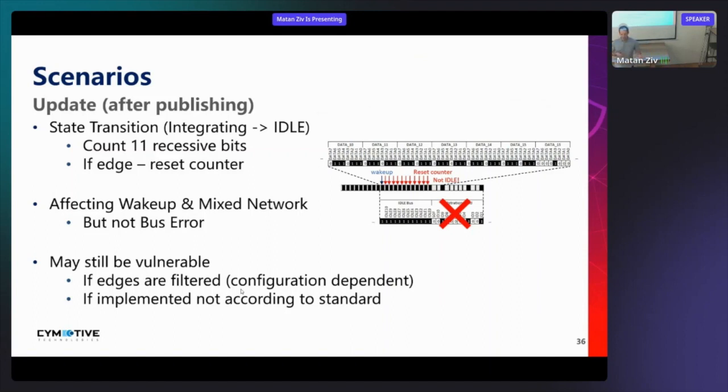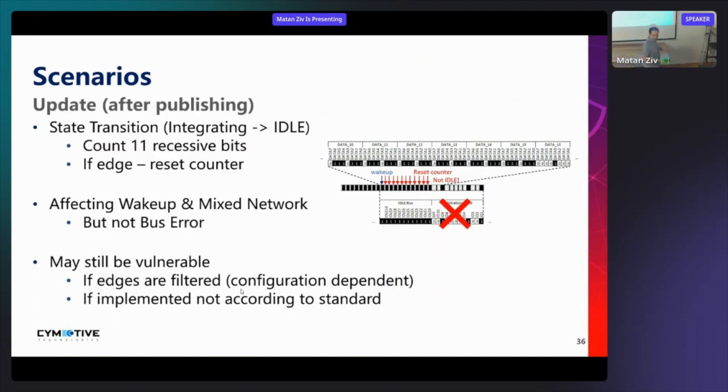is encountered. So I will remind you that because of stuffing, even in these fast bits that are sent in the FD message, we must send both zeros and ones. So edges will occur there. Any such edge will reset the counter and not allow, in these two scenarios, a bus to appear quiet when it is not actually quiet.